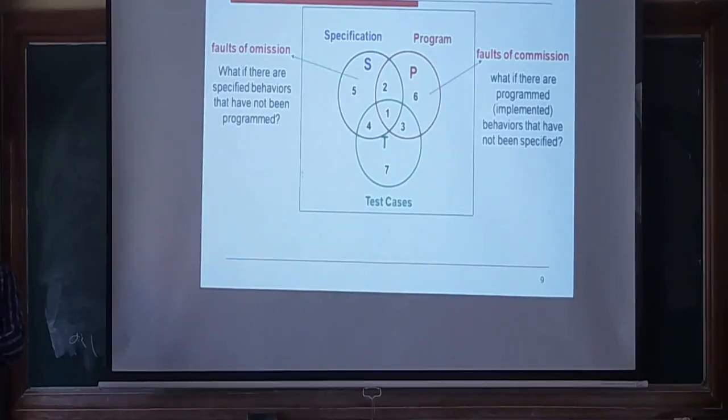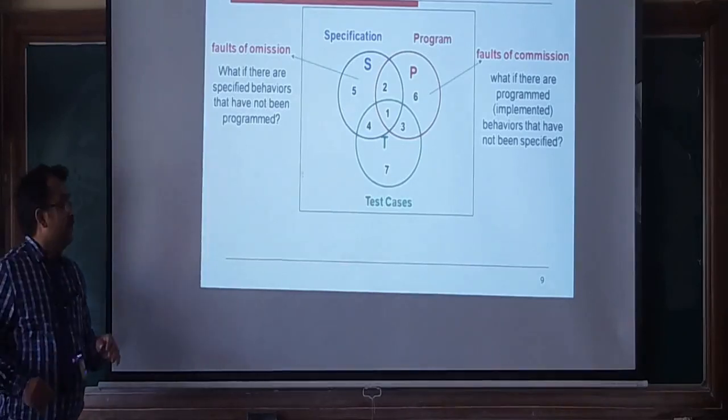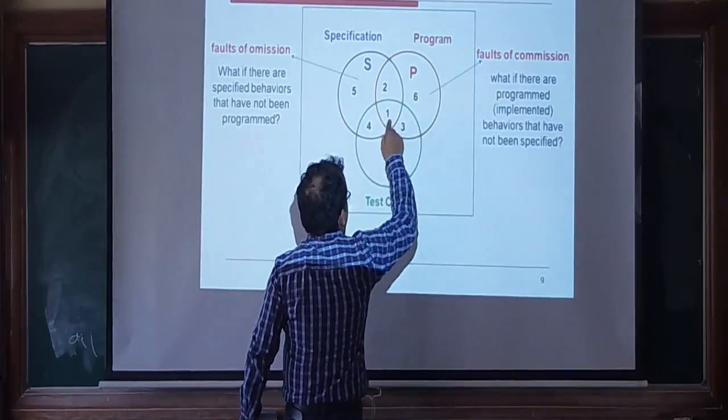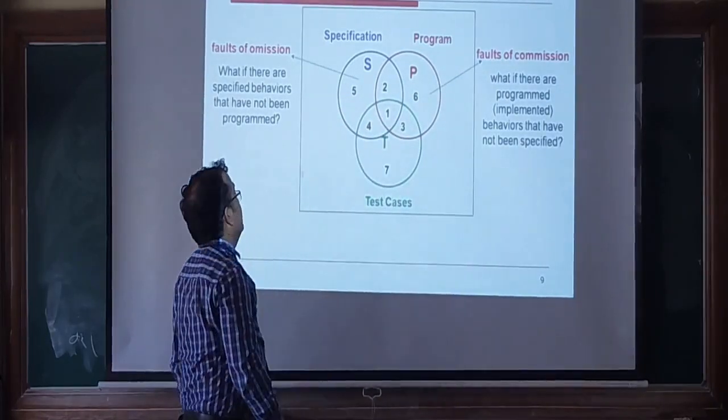Now, this entire thing about testing can be viewed in terms of a Venn diagram. You can see the input as the specification, the coding as the program, and the test cases in the test part. That is the three circles that you can see. F indicates the specification, the program is this circle, and there is the intersecting circle which is the test case.